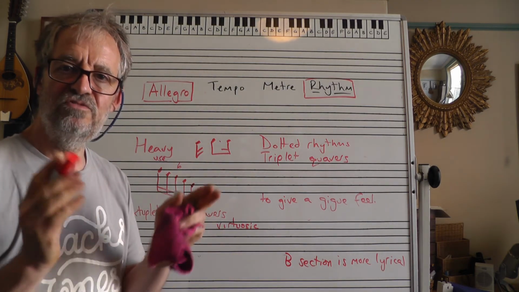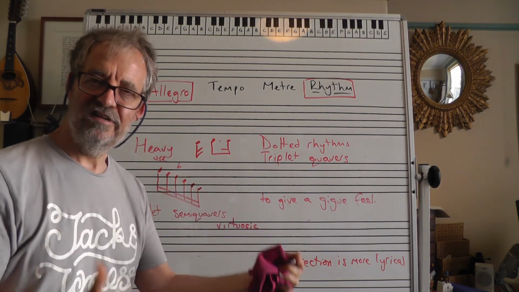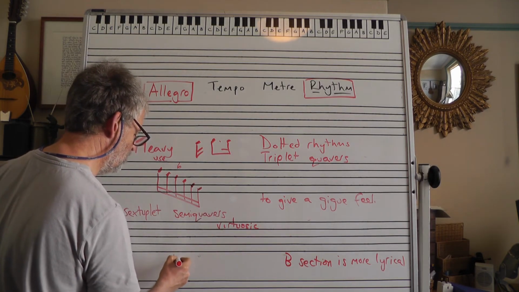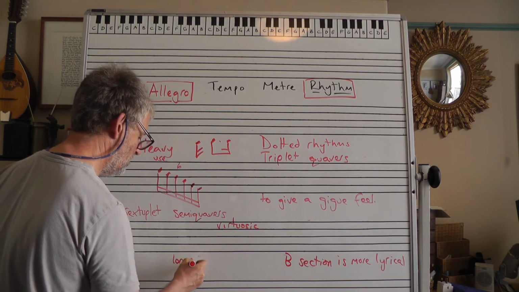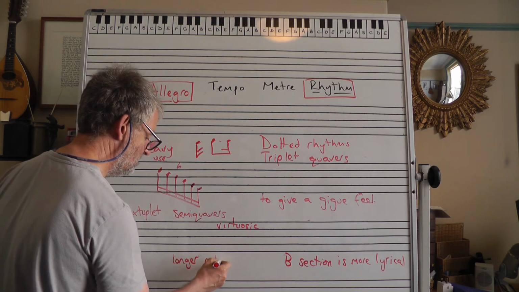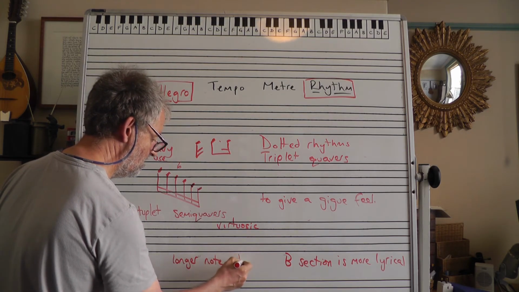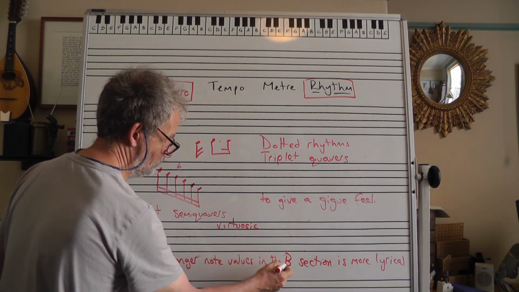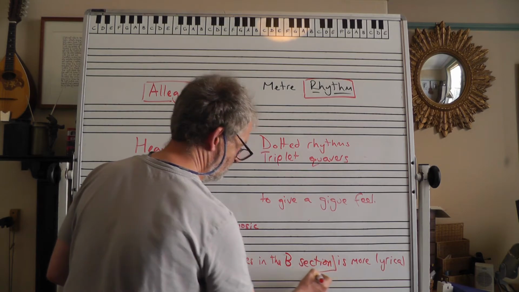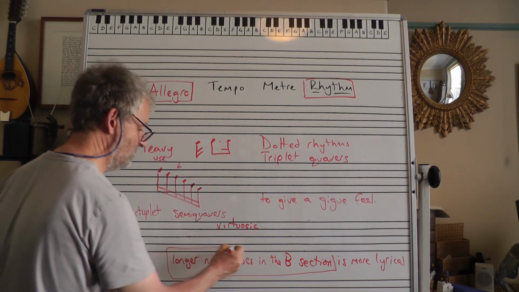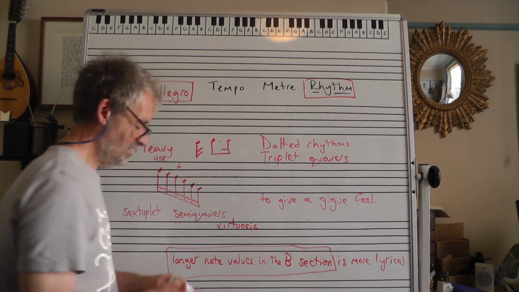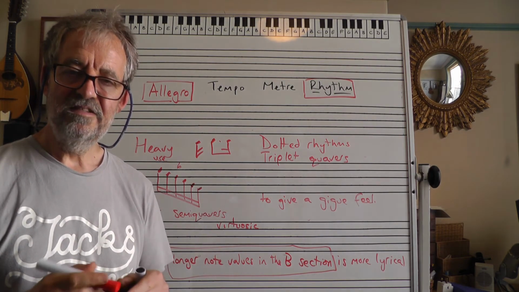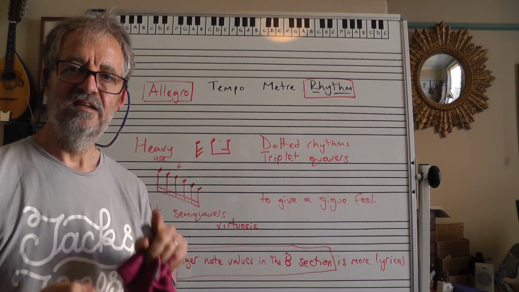Well, yeah, well it is if we try and work out why or how he creates that lyrical feeling. And it is more lyrical because he uses longer note values in the B section. Longer note values in the B section. And that's a rhythm term again. So, simple. Very simple to learn the facts of the rhythm here.